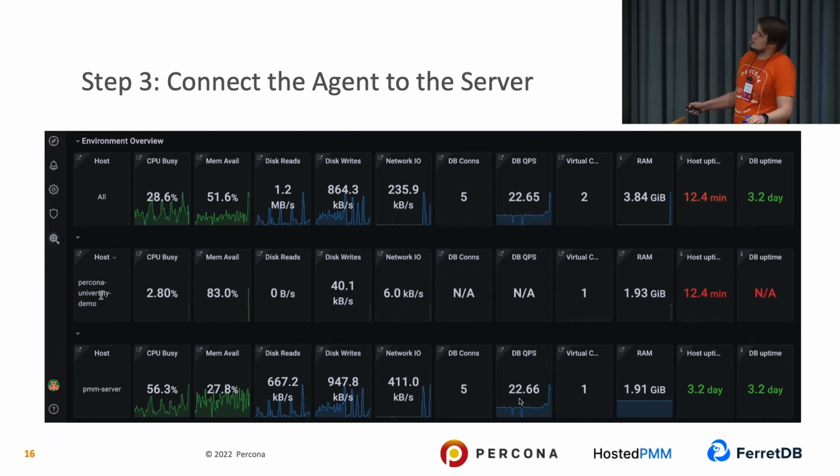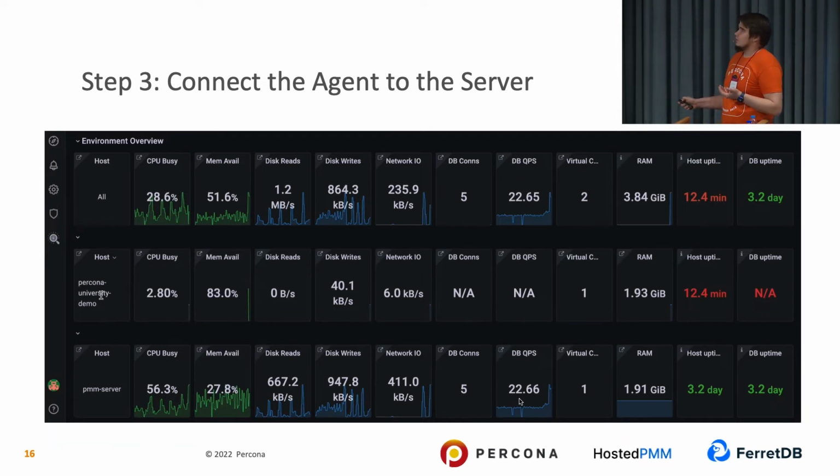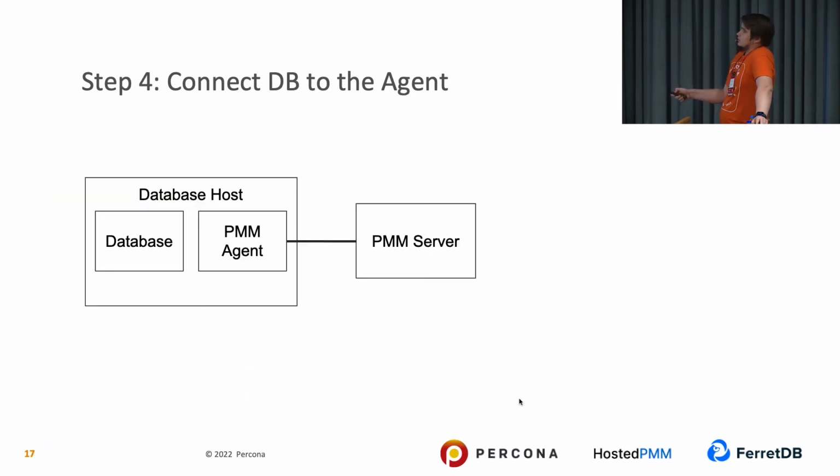And here you can see that there is one more instance. And we can see CPU load, memory available, host uptime, and so on, several metrics. So you already can see your host machine metrics. But as you can see, there are no database metrics because our PMM agent is still not connected to the database. And the next thing we need to do is to connect the database to the PMM agent.